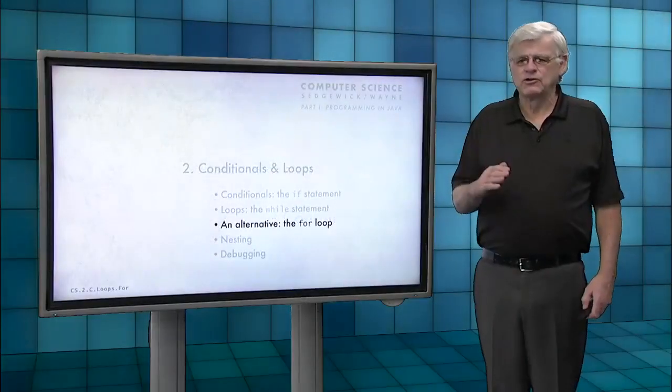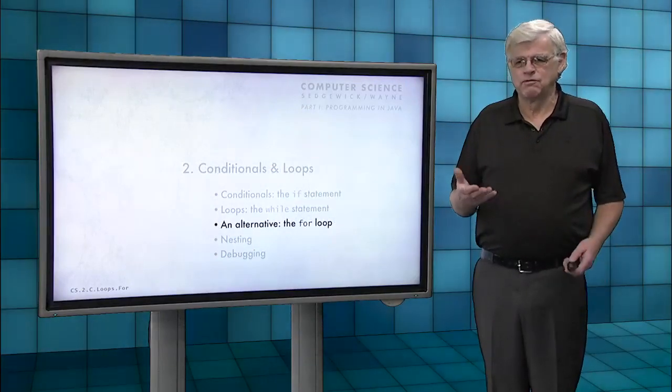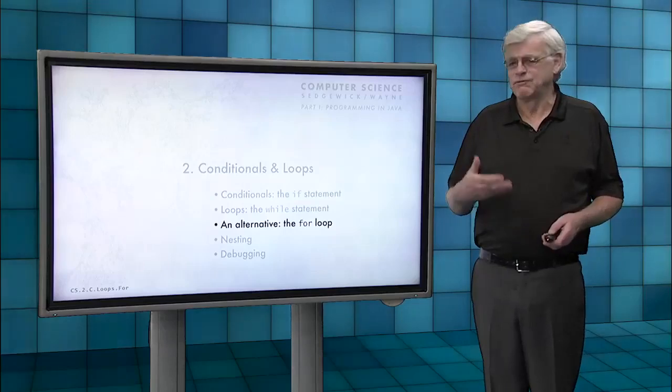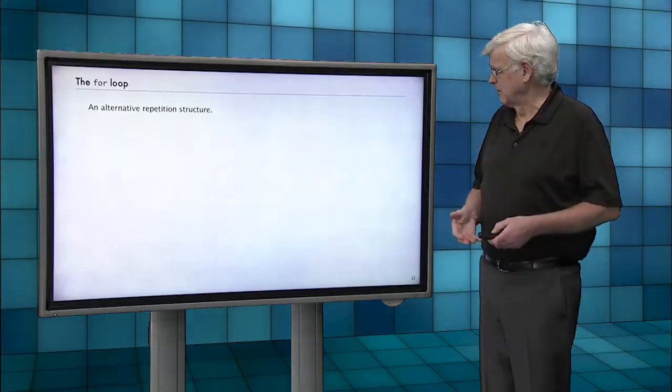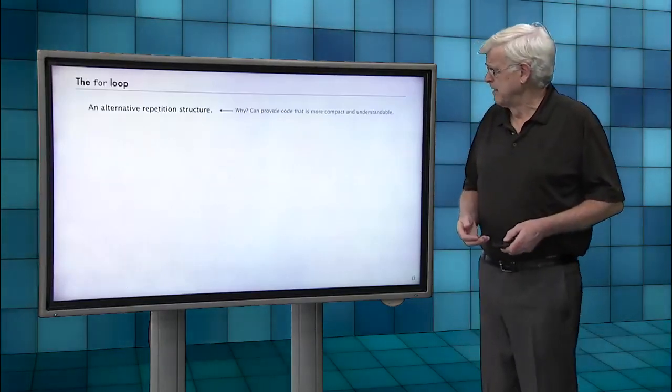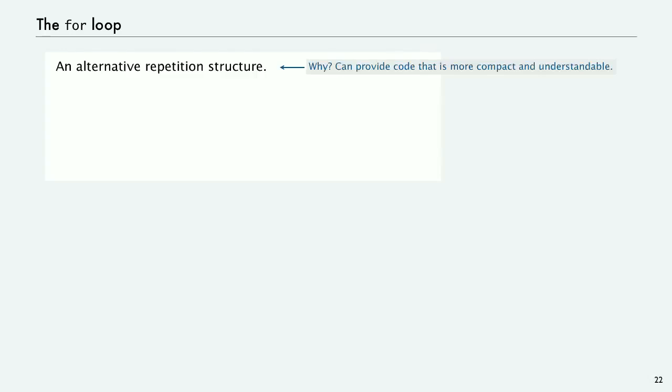Now we're going to look at an alternative to the while statement called the for loop. It's just another way of formulating loops that sometimes makes a program clearer and easier to read. Just more compact and understandable code. So with the for loop, it has a number of components.